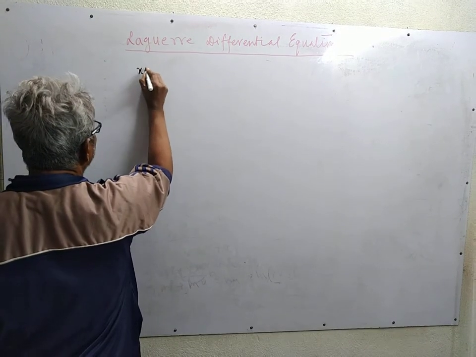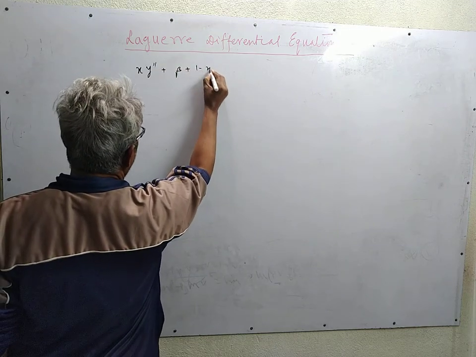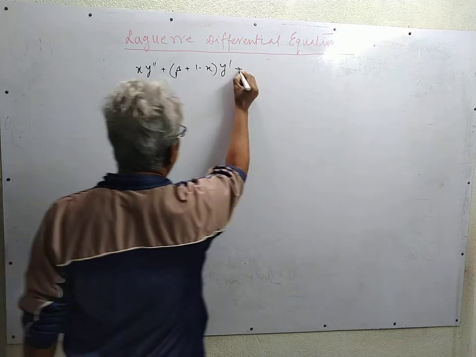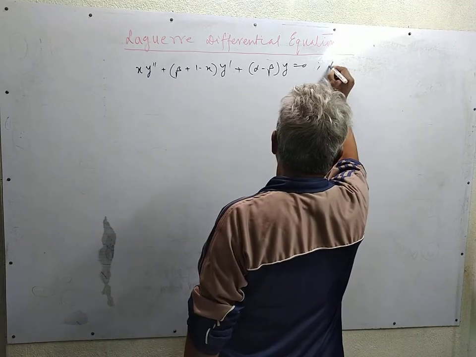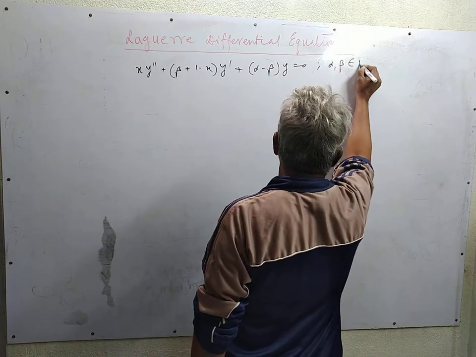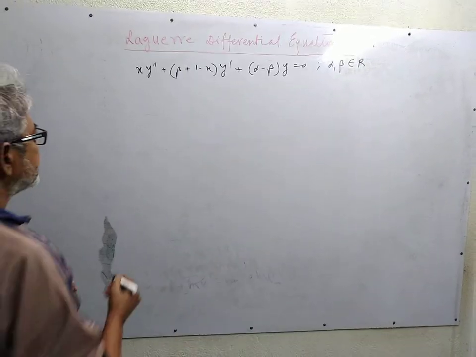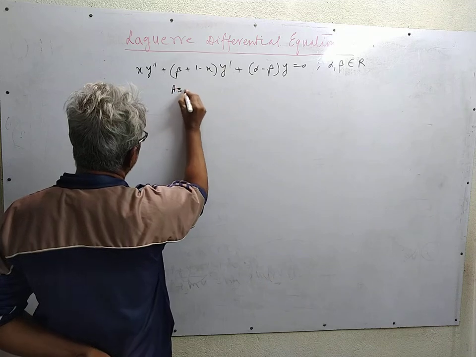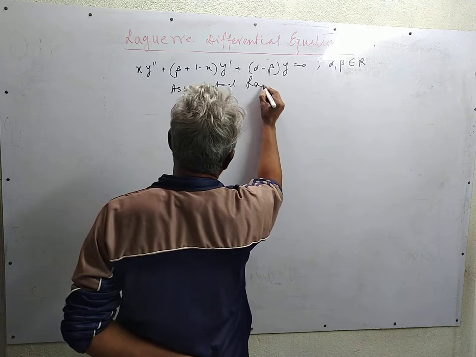Solution of the radial equation of the hydrogen atom problem in quantum mechanics leads to a differential equation of this form: x y double prime plus beta plus 1 minus x y prime plus alpha minus beta y is equal to 0, where alpha and beta are in general real numbers. This differential equation is known as the associated Laguerre differential equation.